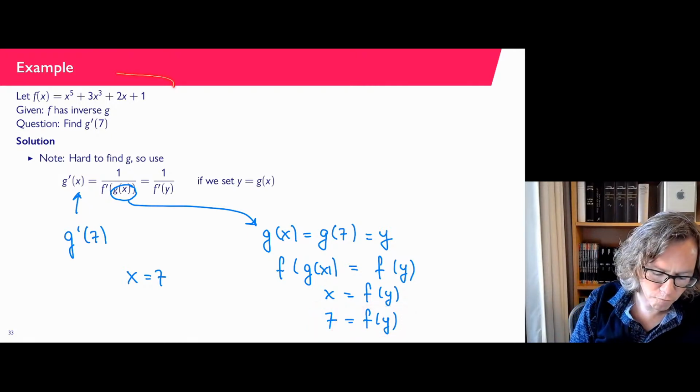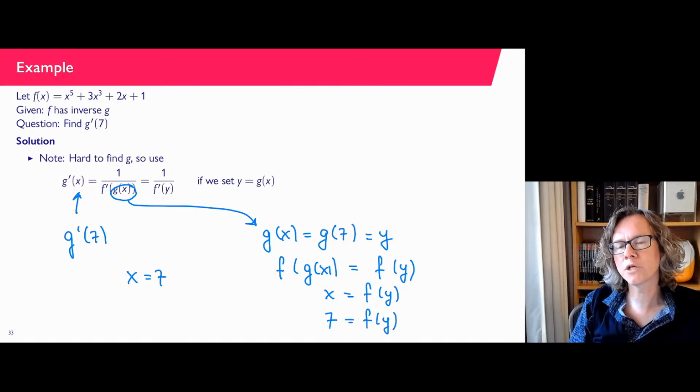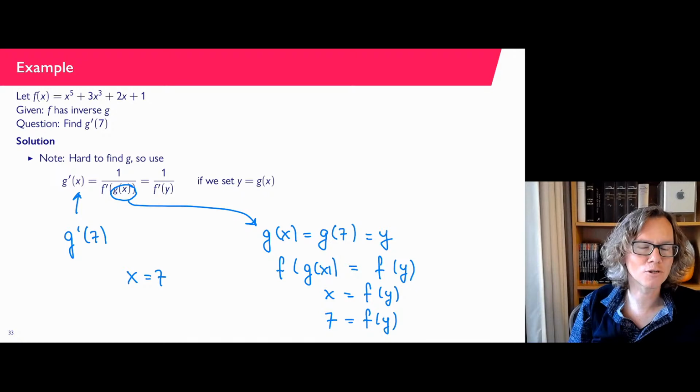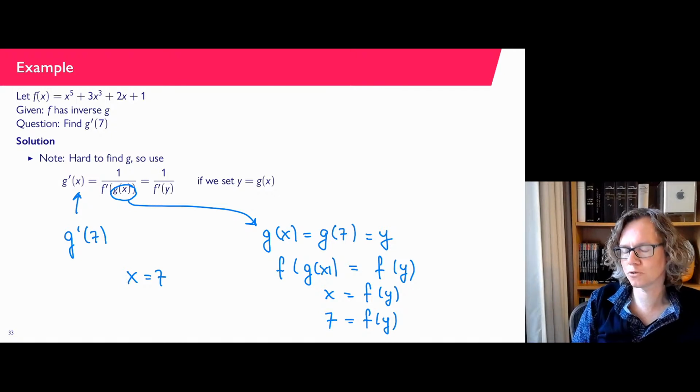So I have to look at the formula for f, and I have to try and find for which number you get 7. Now, you realize that it should be a nice number. It should be possible to find this using trial and error. So if you do that, you should always try.